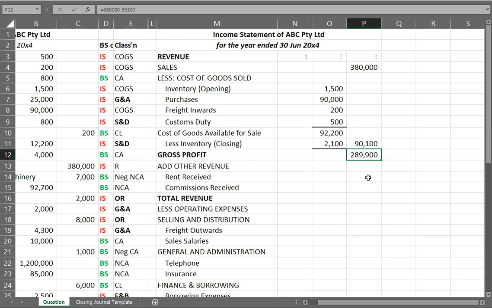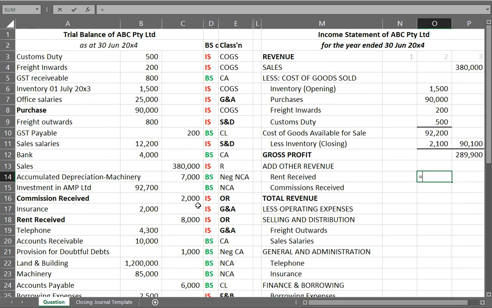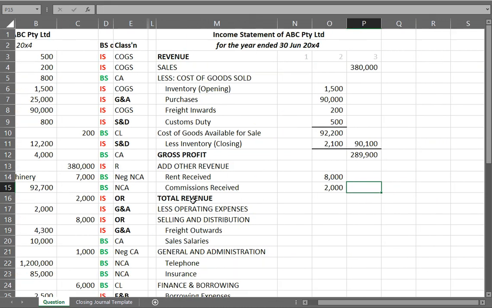All right, next one. Looking at other revenue. So rent received was $8,000 and commission received is $2,000. Okay, well, actually we can do it without formulas, it's probably easier, yeah? Rent received is 8,000. Commission received is 2,000. Okay, then we can calculate the total again.